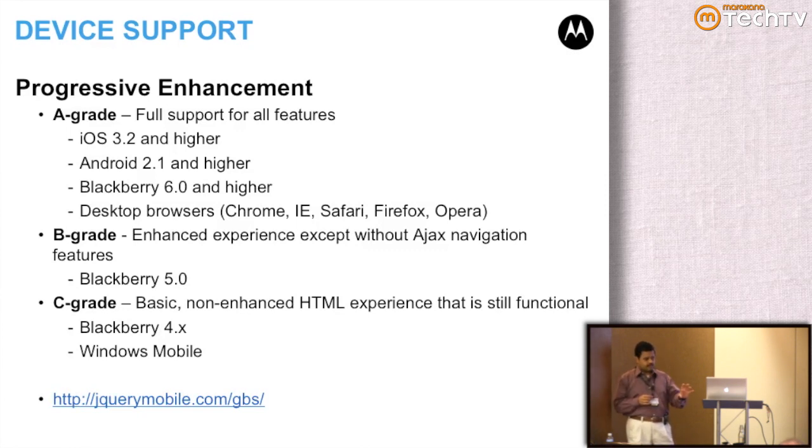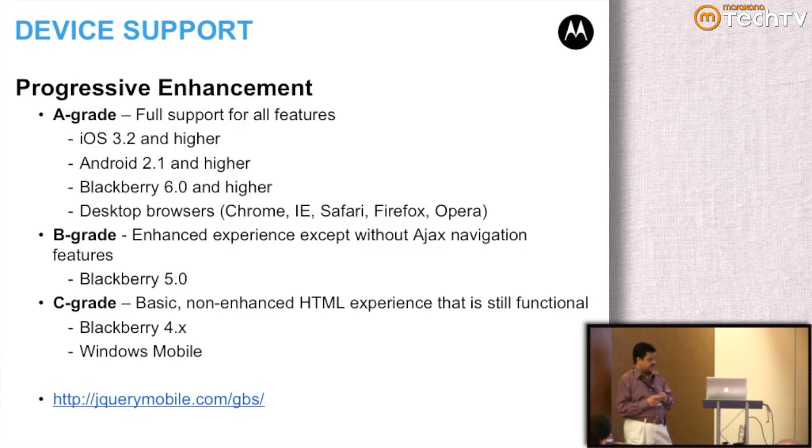So, support the basic functionality on the very basic devices, and then as the device gets better in terms of features, the framework automatically starts enabling those on the higher powered devices. So, the support for devices is categorized by the jQueryMobile folks into A grade, B grade and C grade.